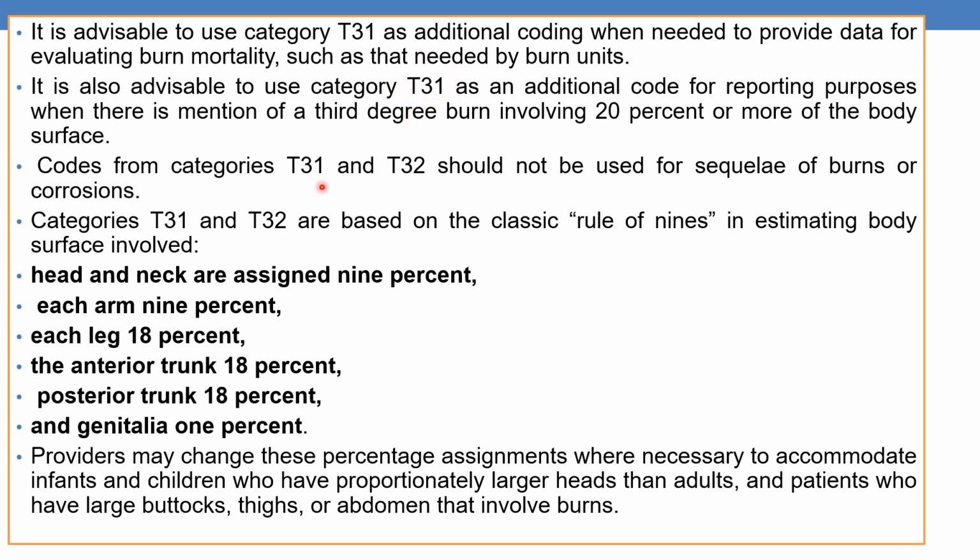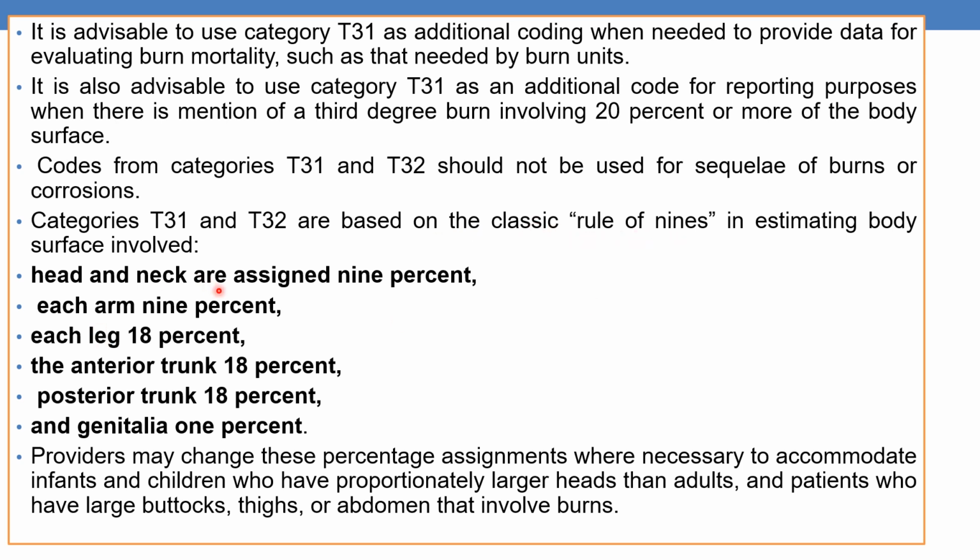The codes from category T31 and T32 should not be used for sequelae of burns or corrosions. This is also important. They should not be used for sequelae of burns or corrosions. And categories T31 and T32 are based on the classic rule of nines in estimating the body surface area. These percentages are important.